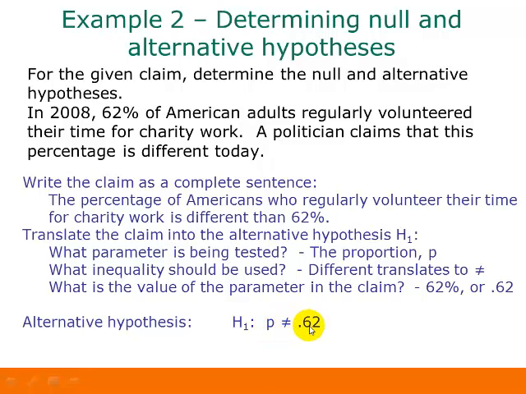To get our null hypothesis, we just replace that not equal to with an equal to. So our alternative hypothesis is that p is not equal to 0.62. Our null hypothesis is that p is equal to 0.62.